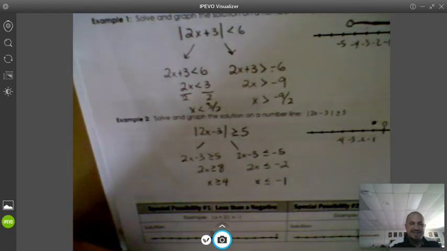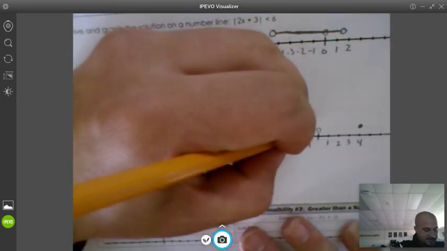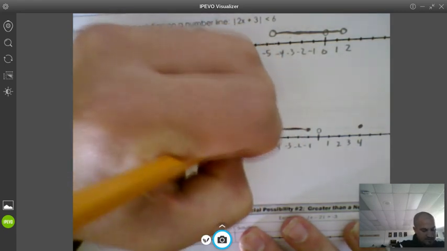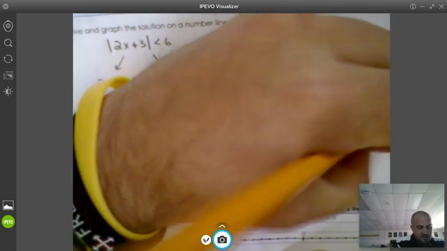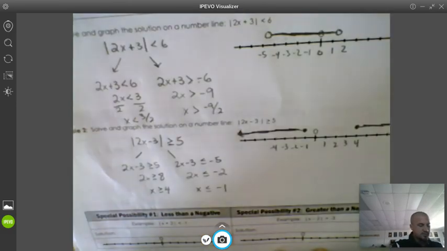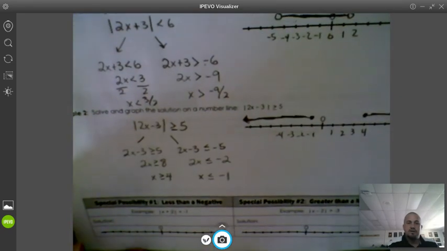So it's less than or equal to negative 1. So that means I'm going to shade to the left of negative 1 all the way over here, and I'll make an arrow pointing. And it's greater than or equal to 4, so that means I'm going to shade all the way here to the right, and I'll make an arrow pointing that way as well. All right, so that is your absolute value graph there.